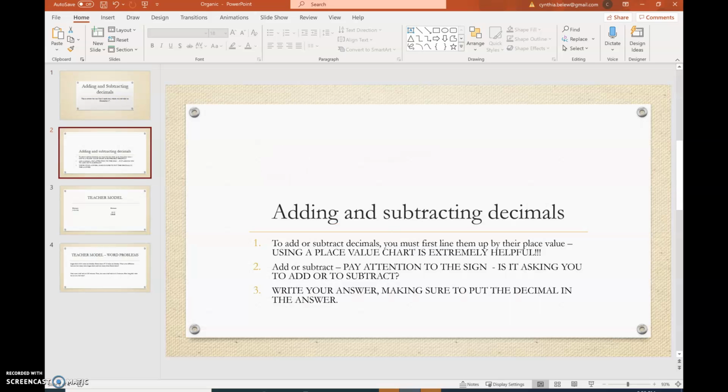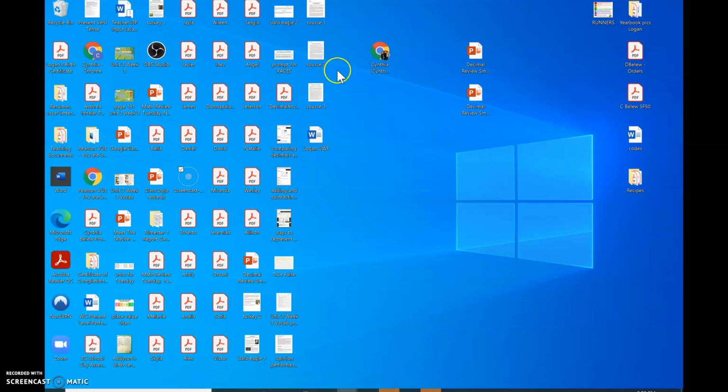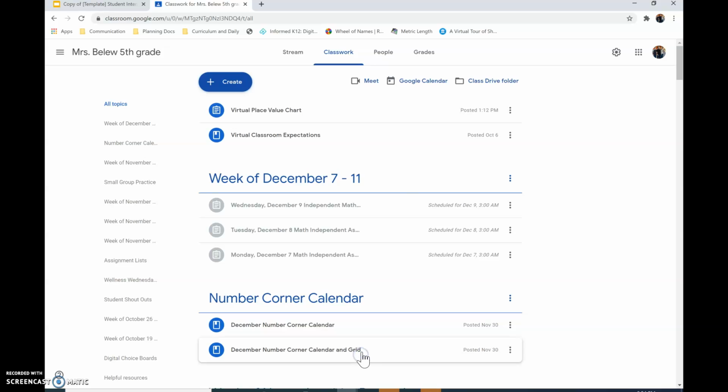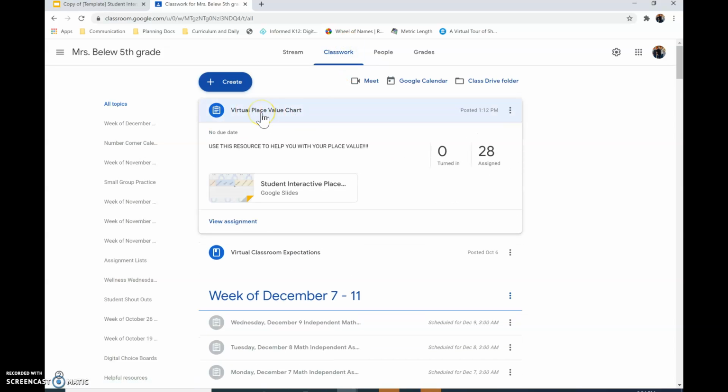So remember that when you add and subtract decimals, you must first line them up by their place value. Using a place value chart is extremely helpful. And in case you have forgotten, and you shouldn't because I bring it up every single day, there is an interactive place value chart in Google Classroom right here. It's the very first one that you see. You can click on that and use it, and I'll model how to use that.